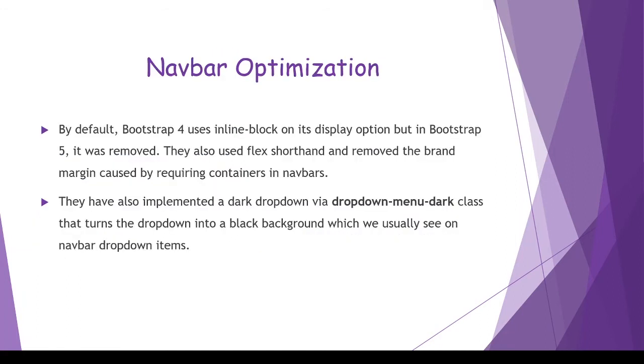Then there is a navbar optimization. By default, Bootstrap 4 uses inline block on its display option, but in Bootstrap 5 it was removed, and they will also use flex shorthand and remove the brand margin caused by requiring containers in navbars. They have also implemented a dark dropdown via dropdown-menu-dark. So the dropdown class is going to be replaced with the dropdown-menu-dark class, and that turns the dropdown into a black background, which we usually see on the navbar dropdown list.